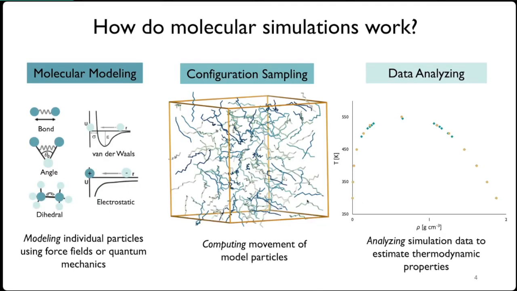The three main components of molecular simulations: we define the model, and this is either going to be using quantum mechanics or classical force fields. We'll talk about those more in the next slide. Then we compute where the particles move, and we simulate the different configurations that these systems can take, and we analyze the statistics that come out of these ensembles of configurations and estimate thermodynamic properties from those.